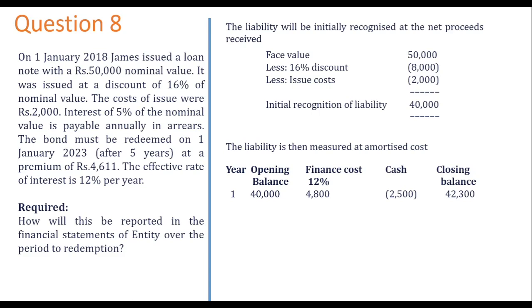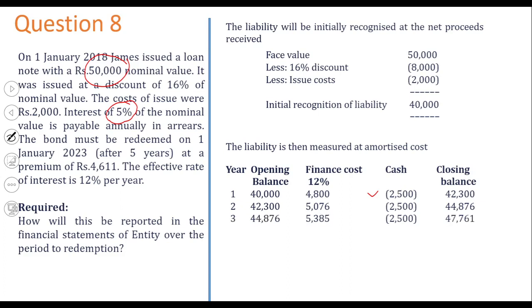Using the effective interest rate, we have recognized this interest expense of 4,800. First year we need to pay cash. Cash කොහොමද ගෙවන්නේ? අපි හැම අවුරුද්දෙම මේ bond holder ට ගෙවන්න ඕනේ 5% on 50,000. 50,000 into 5%, 2,500. We need to pay that cash at each year. අපි cash ගෙවන්න ඕනේ, right? And your closing liability balance will be 42,300. This will be the opening balance of the second year. There also we recognize interest expense of 5,076. Cash outflow is 2,500. Closing balance of the second year will be 44,876. That will be the beginning of the third year.